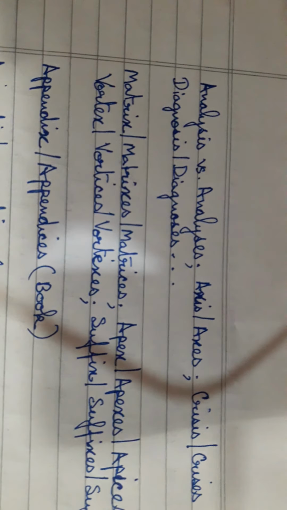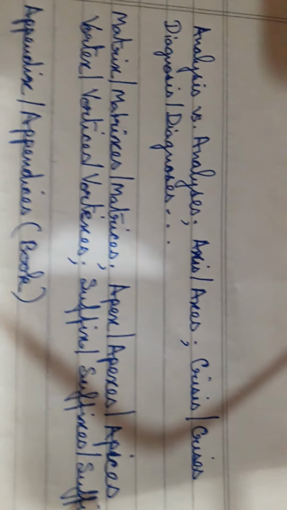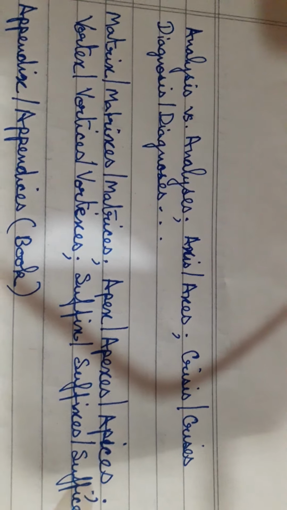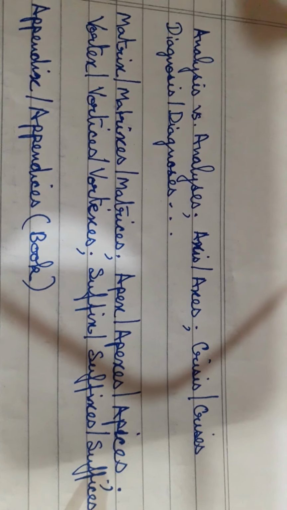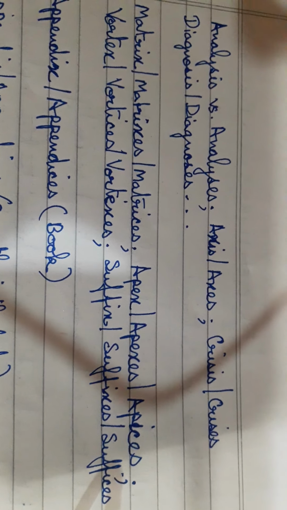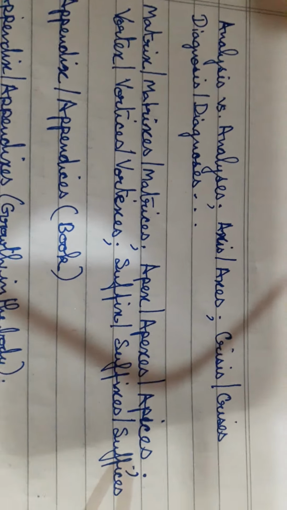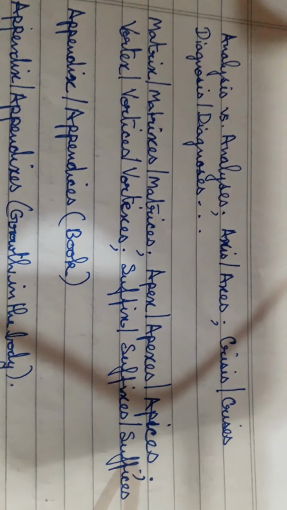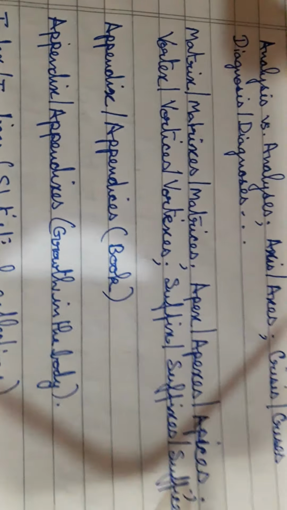Analysis versus analyses. SIS is singular, SES is plural. The same happens with axis and axes, crisis and crises, diagnosis and diagnoses. I would really want you to look up the meanings in the dictionary. Please do that. Matrix becomes matrices or matrixes. Apex becomes apexes or apices. Vortex becomes vortices or vortexes. Suffix becomes suffixes or suffices. So either XES or CES, both would do. Again, the meanings of these words must be looked up in the dictionary by you. They are very commonly used words, many of them, like suffix, matrix, apex, vortex.